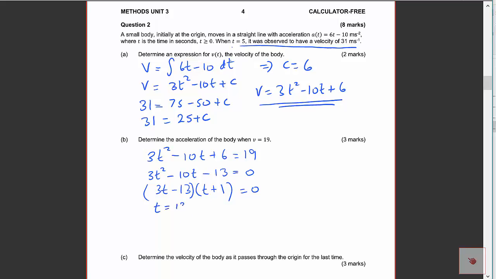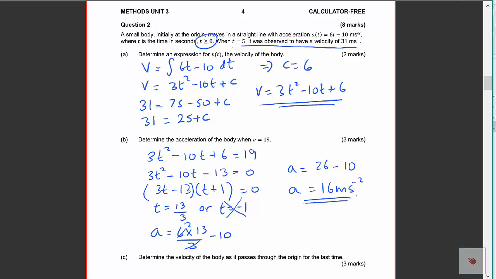So t is going to be 13 over 3, or t is going to be negative 1, and of course that one's not possible, as we can see just here. So the acceleration is going to be 6 times 13 over 3, take away 10, these cancel, so a is going to be 26, take away 10, and so a is going to be 16 meters per second squared.